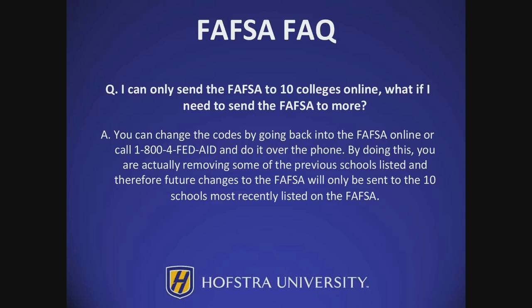That's a frequently asked question. Question: I can only send the FAFSA to 10 colleges online. What if I need to send the FAFSA to more? Answer: change the codes by going back into the FAFSA online, or you can call 1-800-4FED-AID and do it over the phone. By doing this, you are actually removing some of the previous schools listed, and therefore, future changes to the FAFSA will only be sent to the 10 schools most recently listed on the FAFSA.